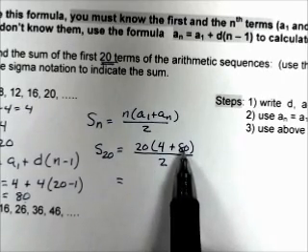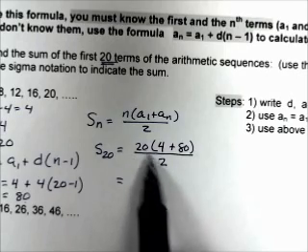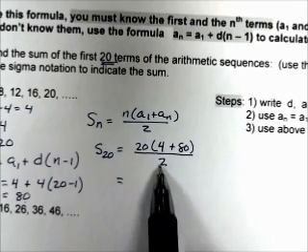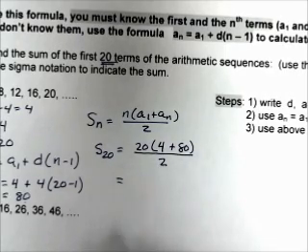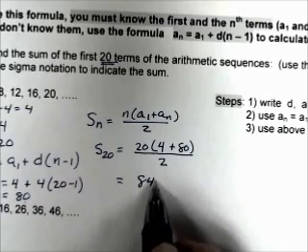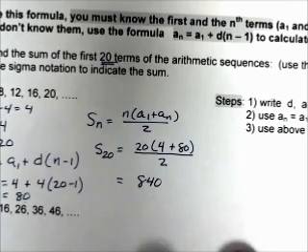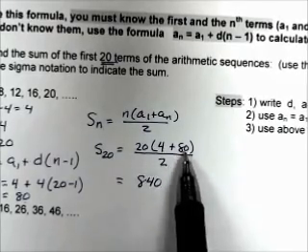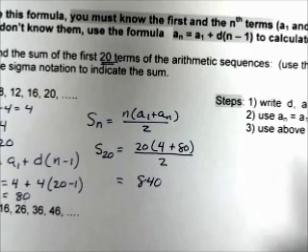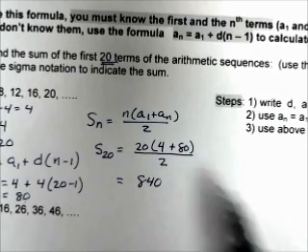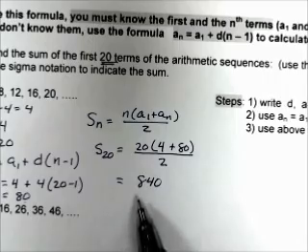4 plus 80 is 84, and the 20 divided by 2 is 10. So 84 times 10 is 840. And of course, you're more than welcome to work that out on the calculator. You don't have to use the same steps that I did here. 84 times 20 is going to be 1680, divided by 2 is going to be 840.